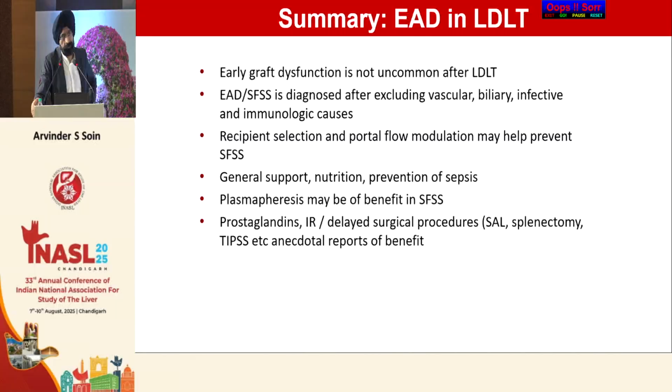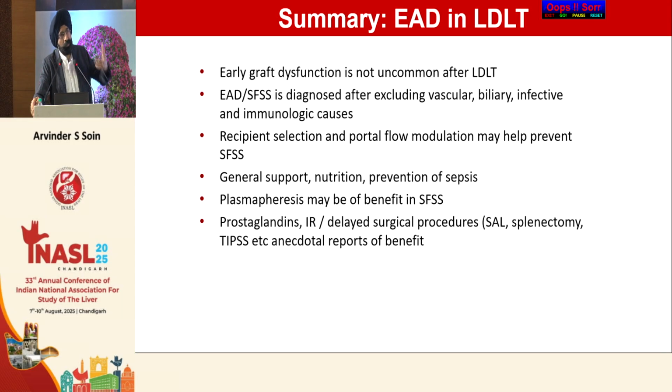Our usual protocol is to begin plasmapheresis around the 2-week mark. If these patients have a persistently rising bilirubin that crosses 15, that's the usual threshold when we start thinking of plasmapheresis. So plasmapheresis may help. And for prostaglandins or interventions by surgery or IR, there are some anecdotal reports of benefit.